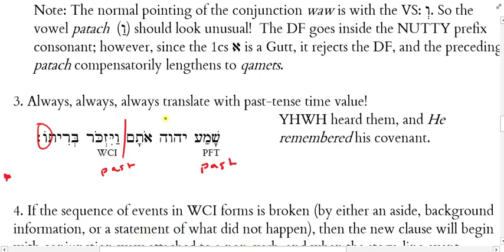It will not be uncommon for you to see a perfect starting out the sequence of actions and then the subsequent actions picked up with WCI forms. But it is possible to just start with a WCI form in a narrative as well. The book of Jonah does that, which is interesting. The book of Jonah starts with the WCI form. The word of Yahweh came to Jonah, and it's Vayhi. It's got a Va at the front of that form. So you could see it either way, with the perfect starting and then WCI, or just starting with the WCI form.